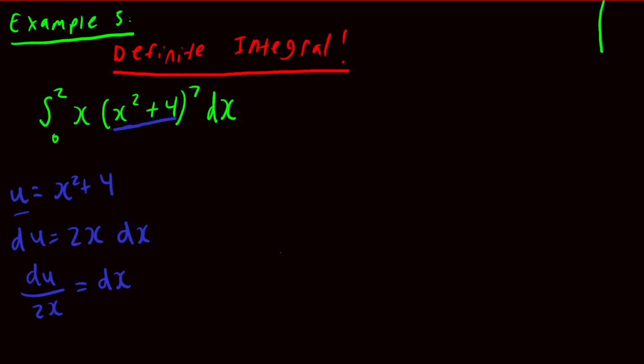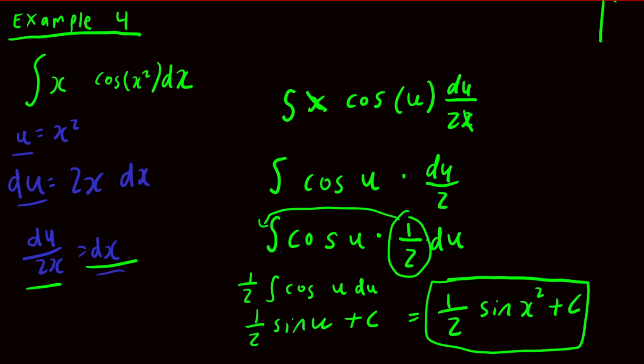So here's the big secret, and I'll show you both ways of how to do this. If you change the bounds, you never need to plug back into x. So what does that even mean? Well, look at this question, right? We had 1/2 sine u plus c. We put this u back into x squared.